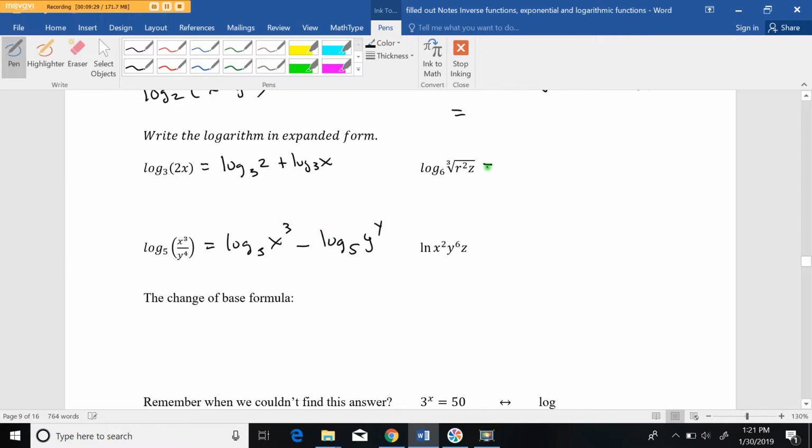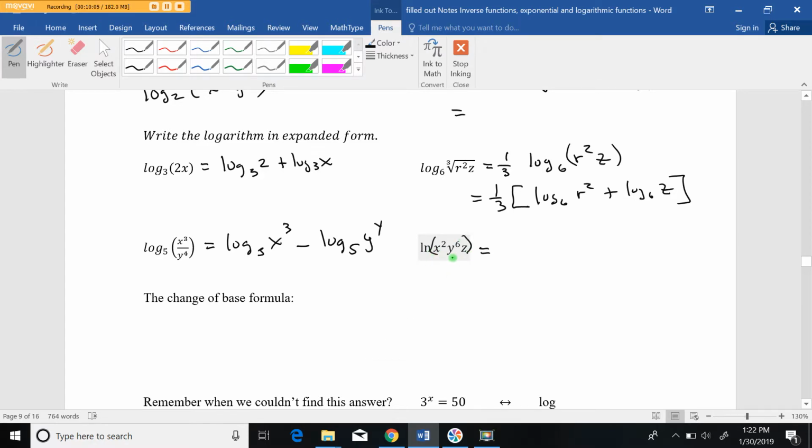Okay, this guy. Here we have log base 6 of something to a power. The power is 1/3. So why don't we do this? 1/3 log base 6 of r squared z. And this can be expanded: log base 6 of r squared plus log base 6 of z. This is good enough. This 1/3 can be distributed, but we'll just leave it alone. This really should have parentheses around it.